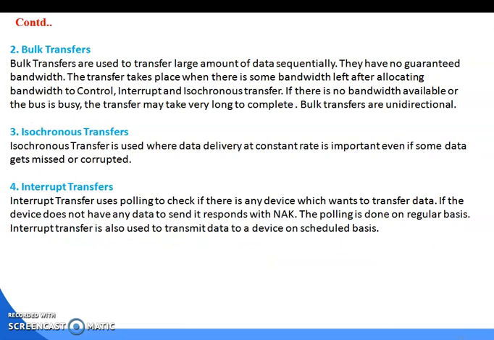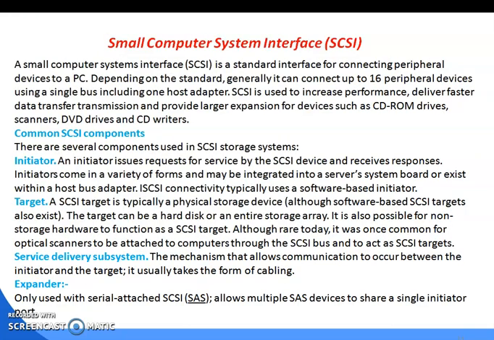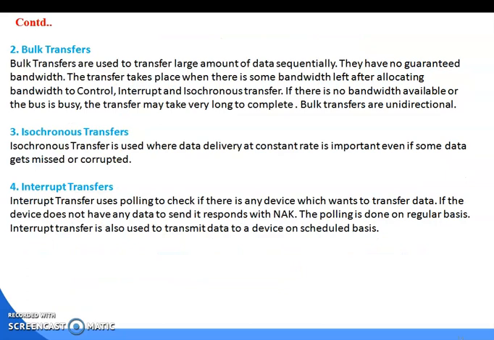Next is bulk transfer. Bulk transfers are used to transfer large amounts of data sequentially, and they have no guaranteed bandwidth. The transfer takes place when there is some bandwidth left after allocating bandwidth to control, interrupt and isochronous transfer. If there is no bandwidth available or the bus is busy, the transfer may take very long to complete. Bulk transfers are unidirectional.